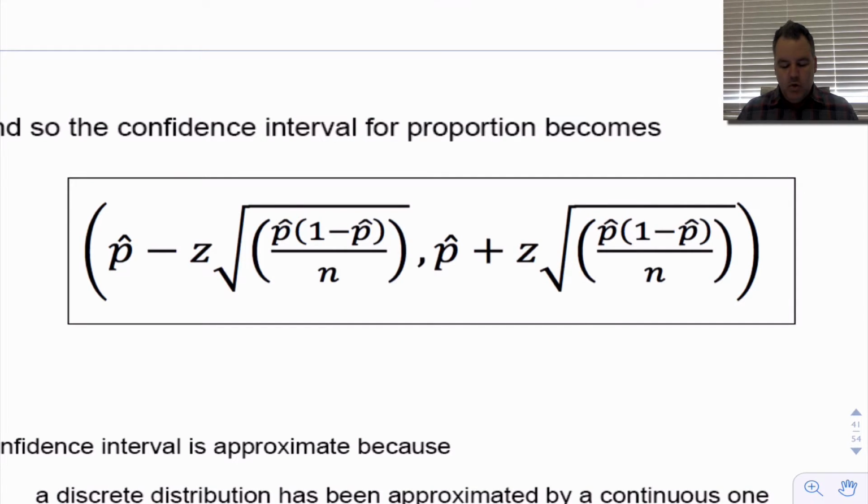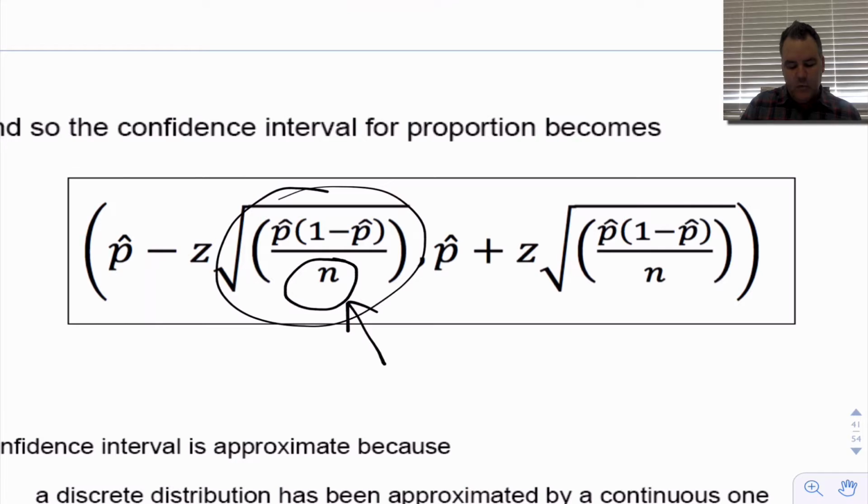Okay, so what are the factors that influence the width of the confidence interval? You can see obviously it's going to be n. The bigger the value of n, the smaller your confidence interval is going to be, because n's down there. So if we increase the value of n, you can see this whole thing is going to get smaller. So the width of the interval is going to get smaller.